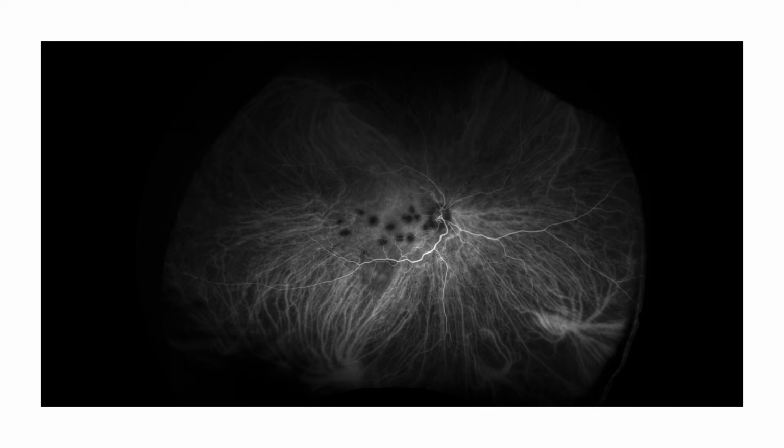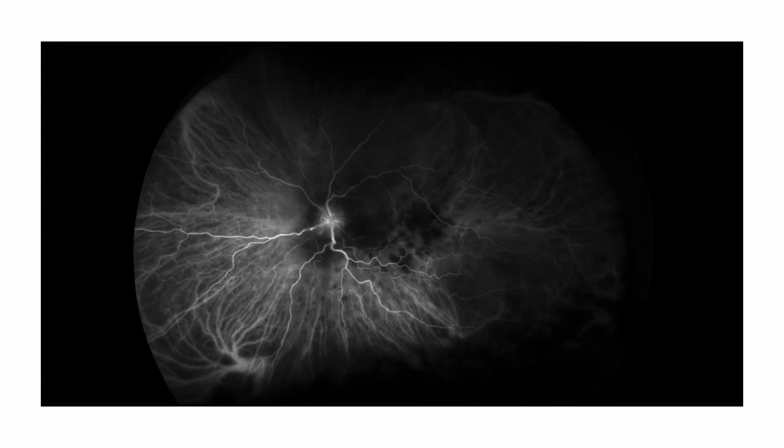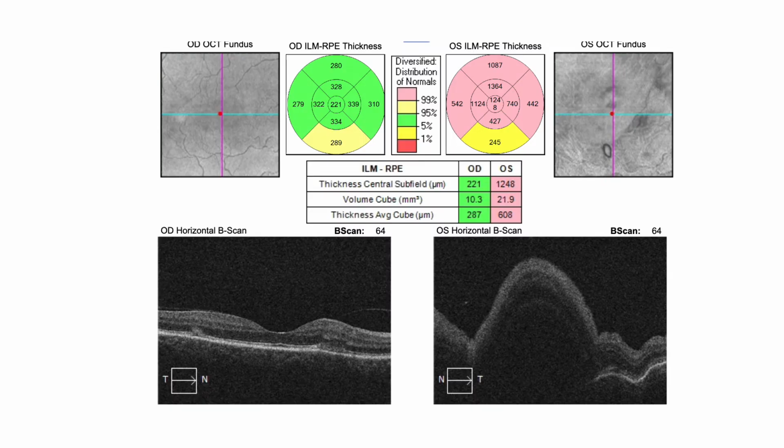An ICG of the right eye shows blockage from the chorioretinal spots, much the same in the left eye. An OCT through the lesions shows disruption of the outer retina in the right eye. In the left eye, there's serous fluid, disruption of the outer retina, as well as changes or irregularity in the RPE.